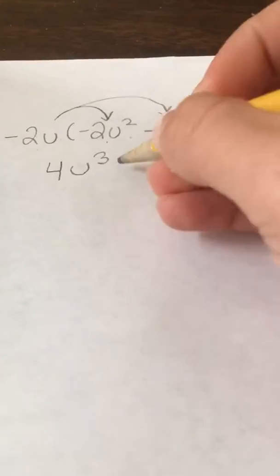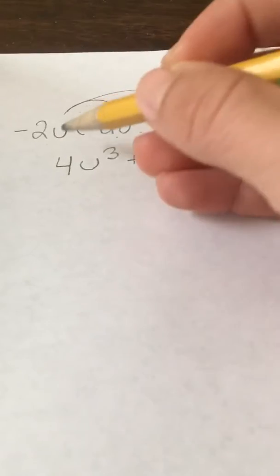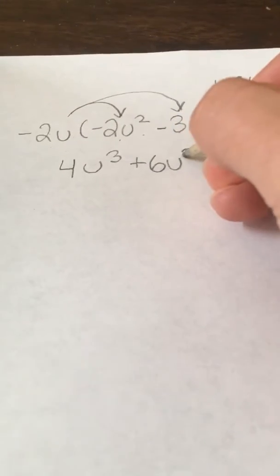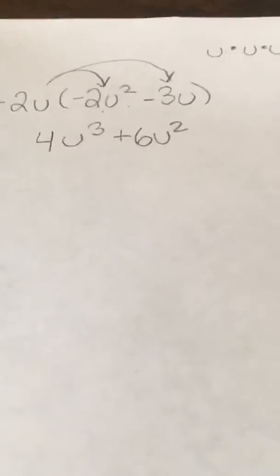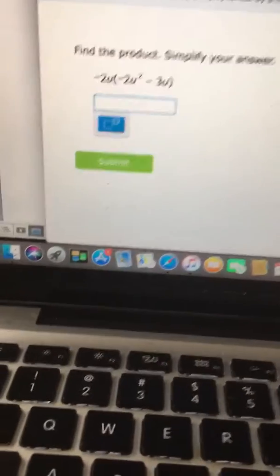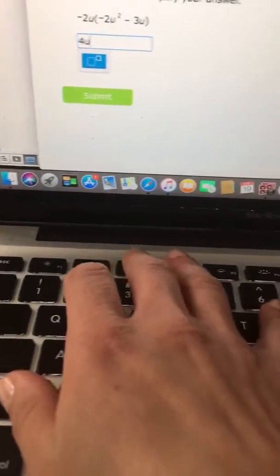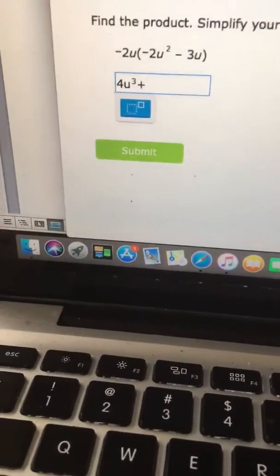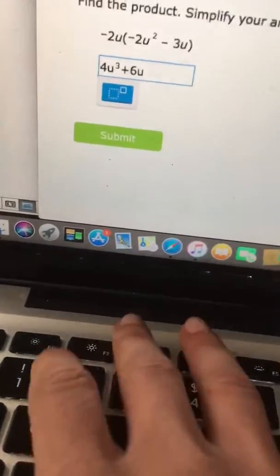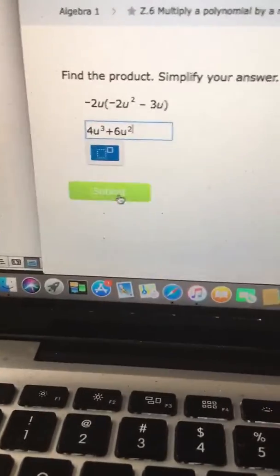And then be careful with your signs here. So negative 2 times negative 3 becomes positive 6. And then you have u times u, so that would be u to the second power. So you would just go enter this on the computer. 4u cubed plus 6u squared. So we're going to do 4u. To get the power, I'm going to hit shift and 6 at the same time. And actually we need the third power on this one. To get out of it, you're going to use that little right arrow key and then plus 6u to the second power and then click submit.